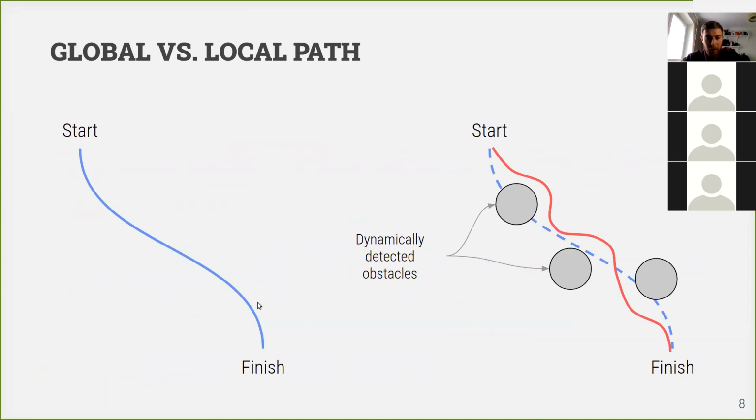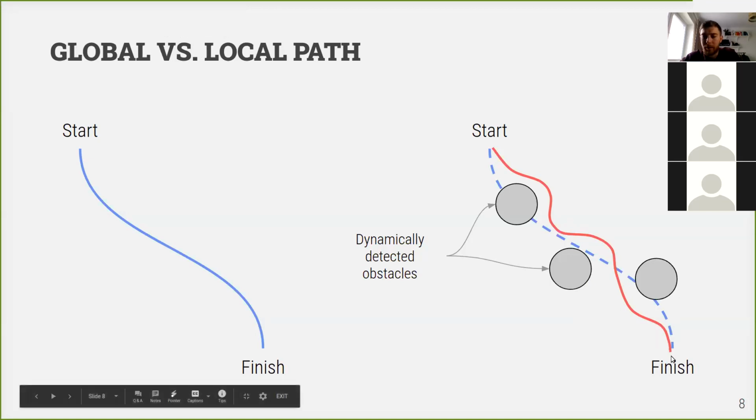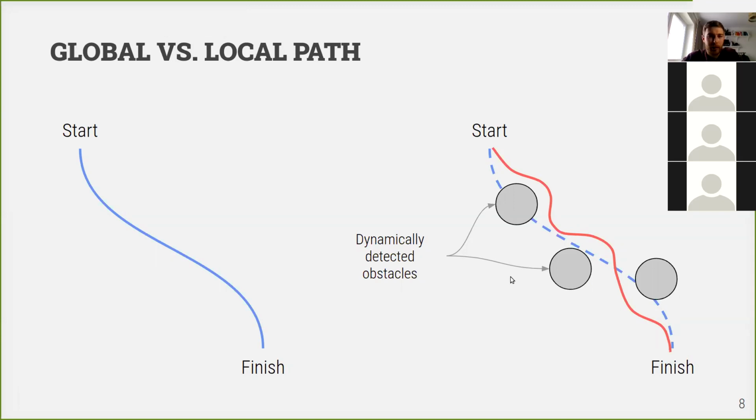If we have a global path in blue here, then really following this path becomes impossible sometimes, because there are dynamically detected obstacles which we didn't know in advance. We just detected them in real time with our sensors, and that's why we have to replan. This is the red line, but we still try to follow the global path as close as possible to reach the finish point. So I hope everything is clear here. If not, ask questions right away.